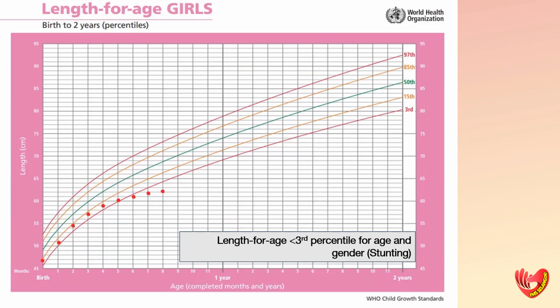This is a WHO chart which shows length for age for girls. If you see, the length for age is less than the third percentile for age and gender, and actually shows stunting.